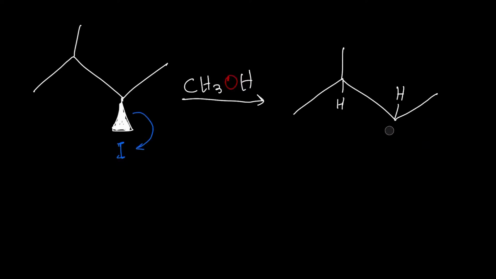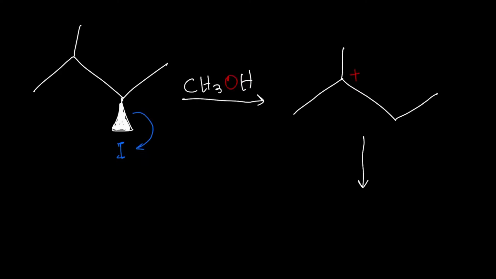So as opposed to having the carbocation on the carbon here, we're going to have it on the carbon here. So we have a more stable tertiary carbocation. The next stage is going to be the nucleophile attacking the carbocation. In this case, it's going to be CH3OH.